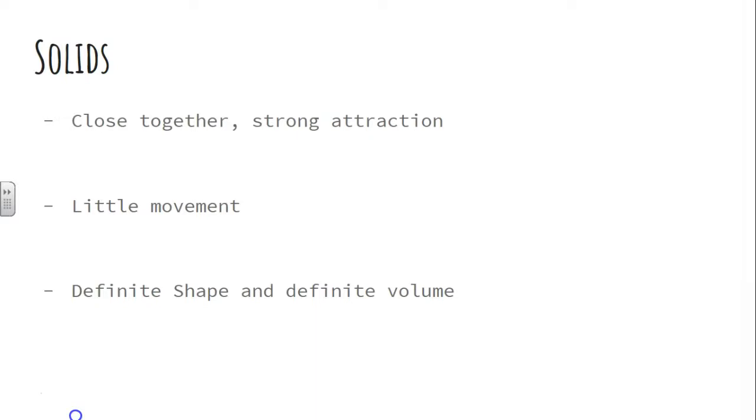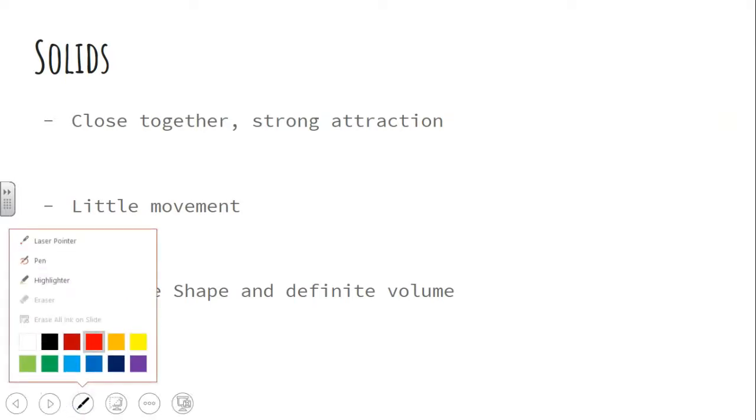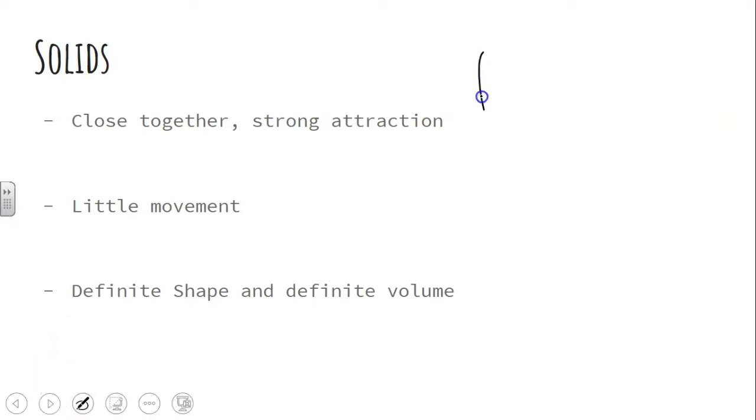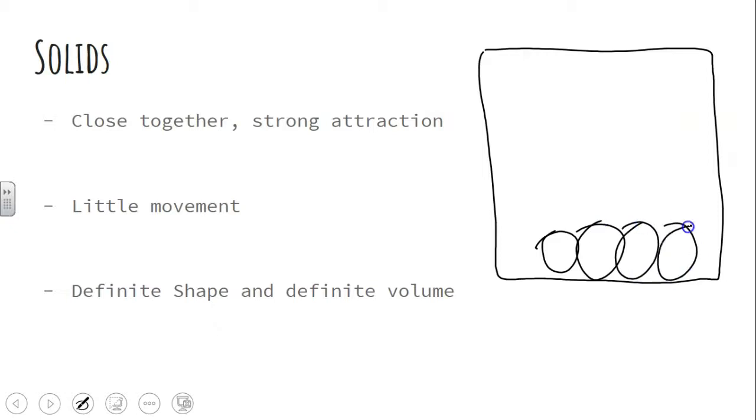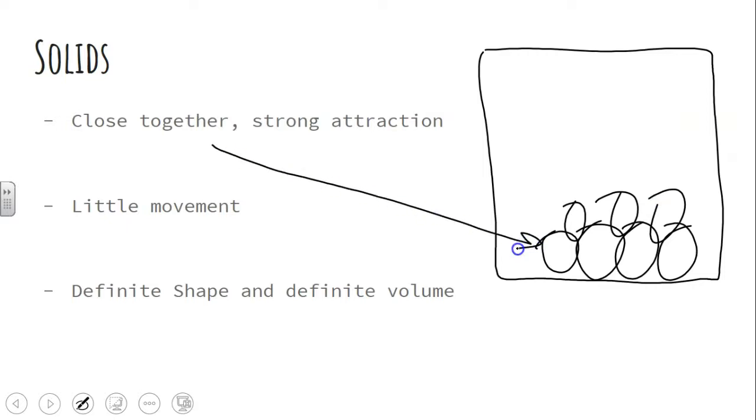Okay, so a solid is something where, if we look really closely at a piece of matter, it'll be made up of particles. So I will draw a piece of matter here, and when we zoom in really close, there'll be particles that make it up. And what makes a solid is that these particles are very, very close together. Okay, and what causes them to be close together is because they're strongly attracted to each other.